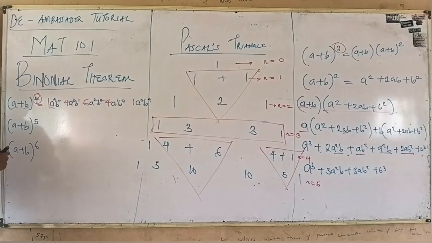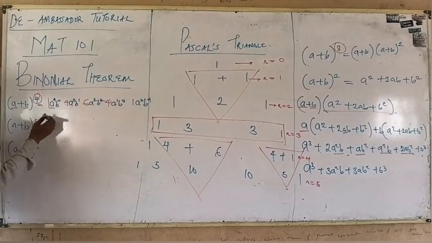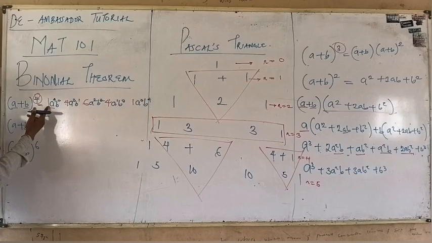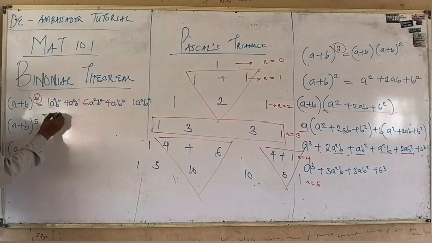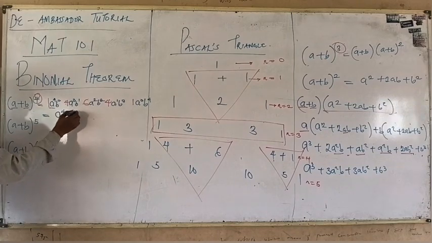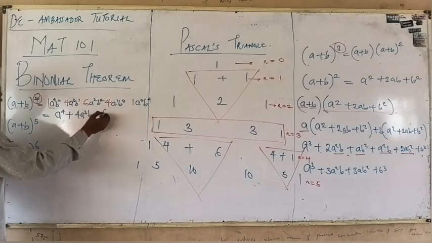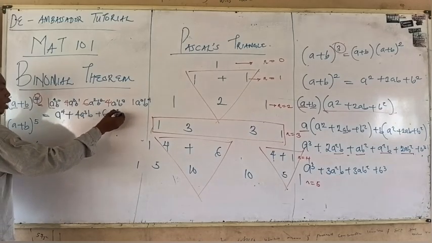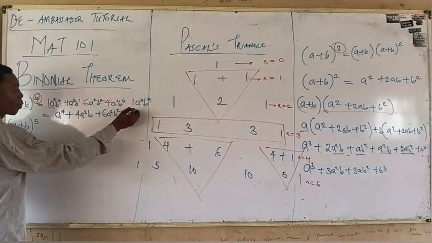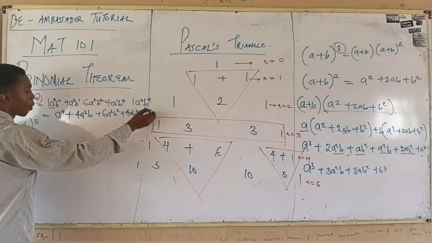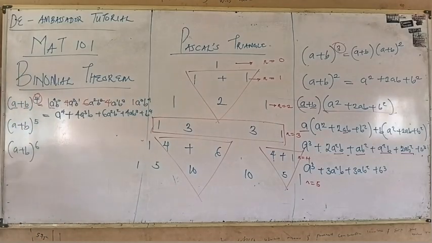Now, let's write it again. Do I need to write 1? Anything in the power of 0 is what? 1. So we are good. Plus, what will I have here? 4A to the power of 3 B. Next one, 6A squared B squared, 4AB to the power of 3, then B to the power of 4. This is how you expand it.